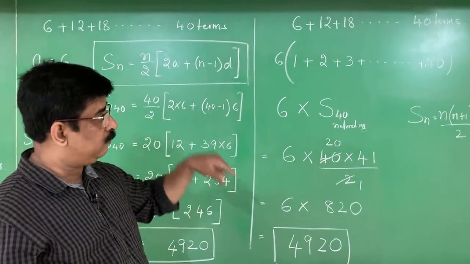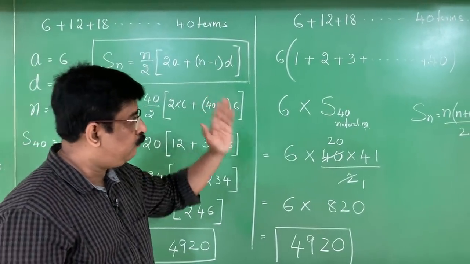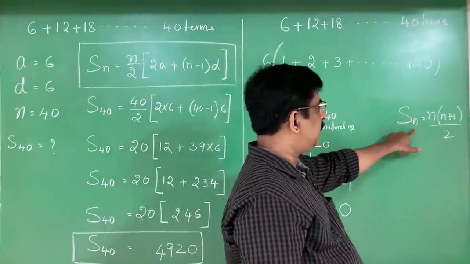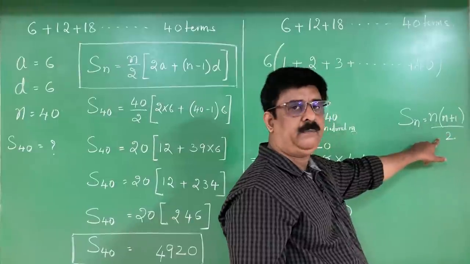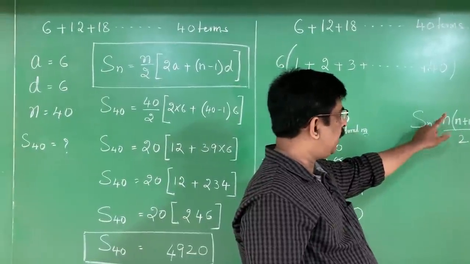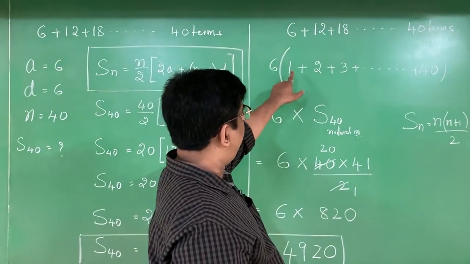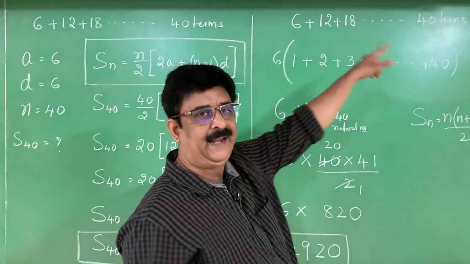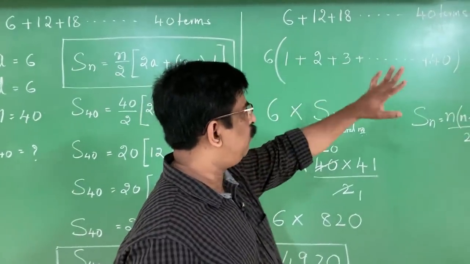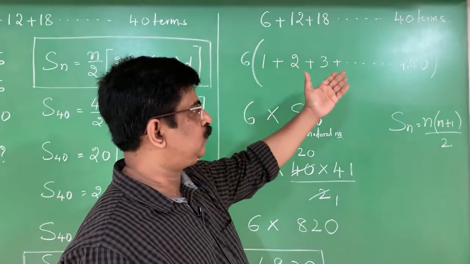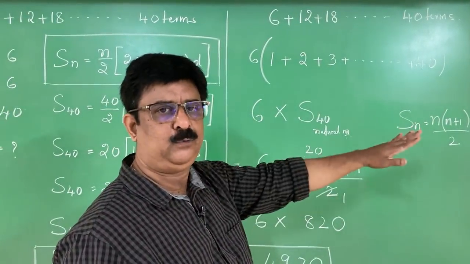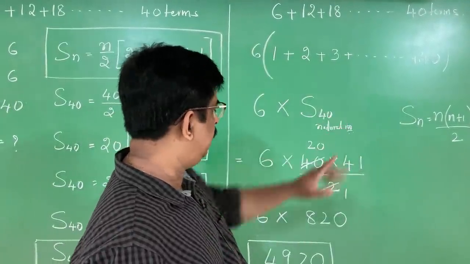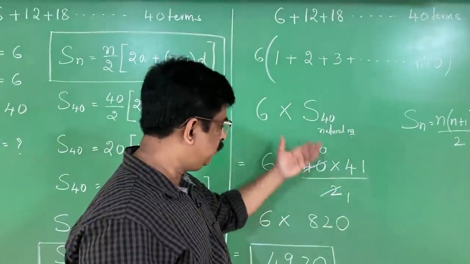Here we are using the formula for the sum of the first 40 natural numbers. The formula for finding the sum of natural numbers is SN is equal to N into N plus 1 divided by 2. This formula can be used only to find the sum of all natural numbers from 1 to N. Here 1, 2, 3, 4, up to 40 is there. The sum of the first 40 natural numbers is equal to 40 into 41 divided by 2. It is divisible by 6. Therefore 6 into S40 is 6 into 40 into 41 divided by 2.